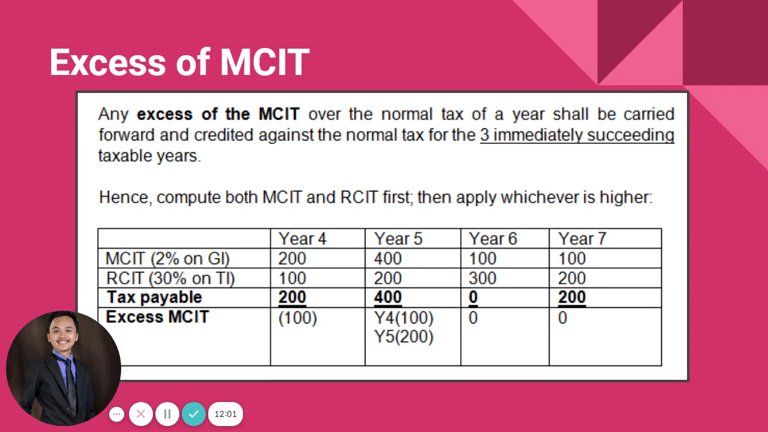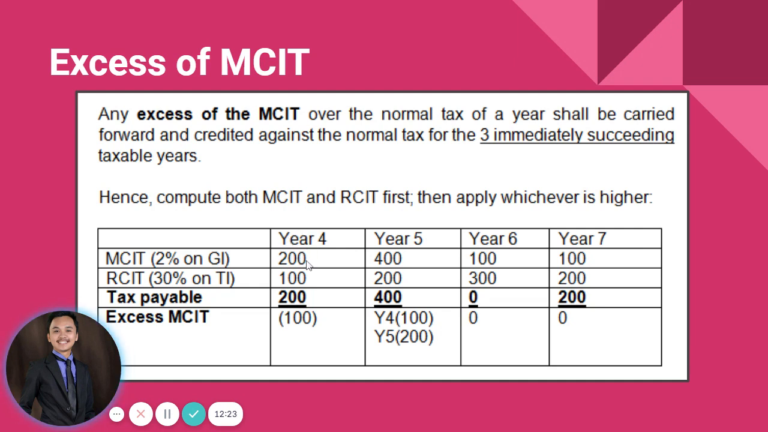Okay? So for example, we have here year 4, year 5, 6, and 7. So obviously, we will start at year 4 because years 1, 2, and 3 are not yet eligible to use or to apply the MCIT. So it's in the beginning of the fourth year pa lang that we could use the MCIT. So let's have an example on year 4.